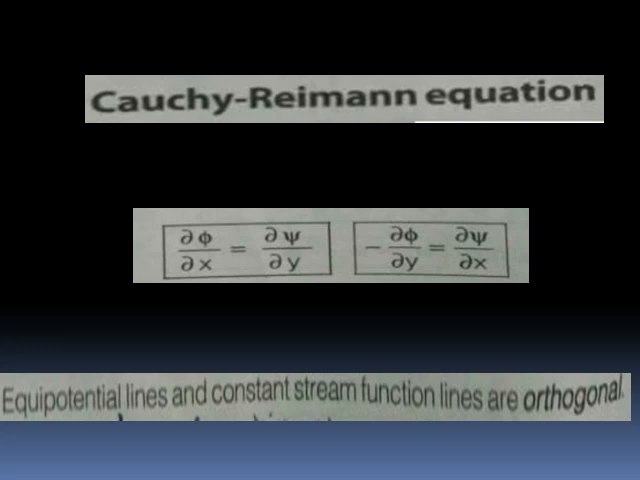This is actually a complex function. Here del phi upon del x is equal to del psi by del y. As a shortcut, we can call the Cauchy-Riemann equations the CR equations.